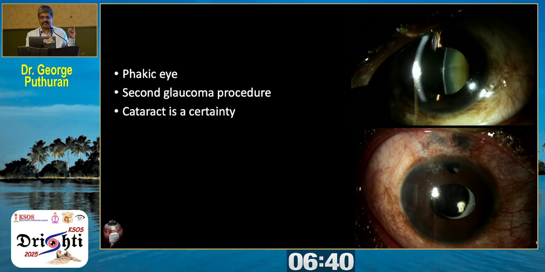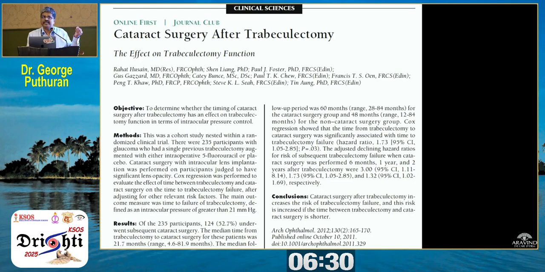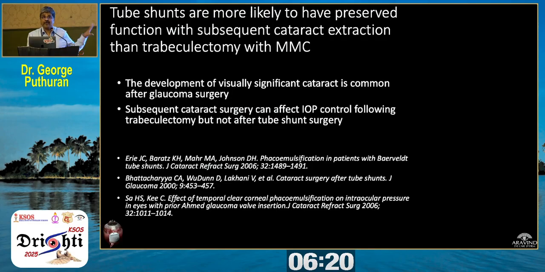This is another scenario. It's a phakic eye. Already a trabeculectomy has failed. A second glaucoma procedure is definitely going to induce cataract. There's no doubt about it. And there's a lot of literature that says after cataract surgery, the control of intraocular pressure with trabeculectomy is much less. Trabeculectomy starts failing after cataract surgery. May not be so with tube shunts.